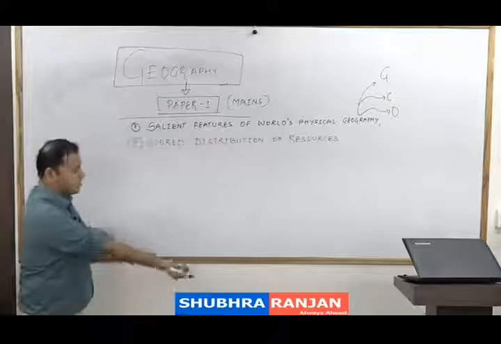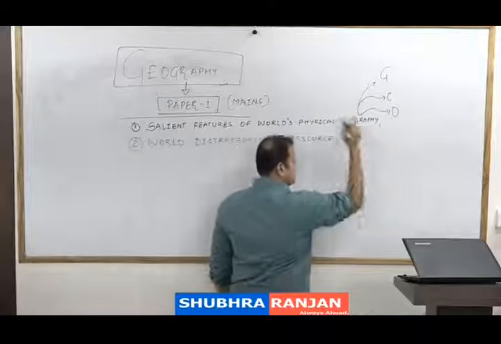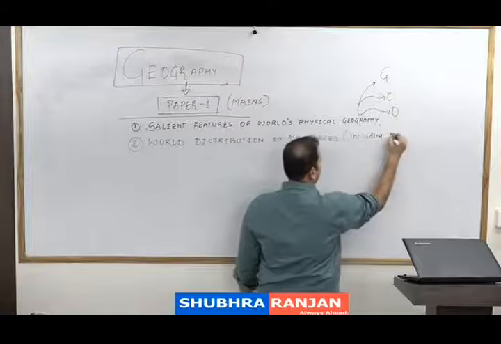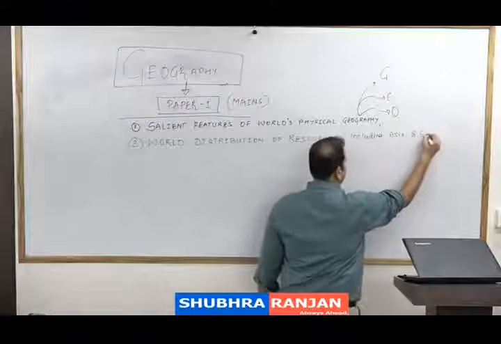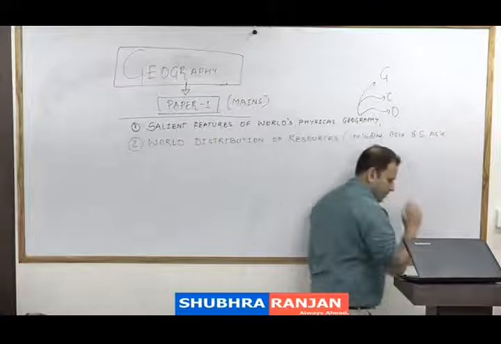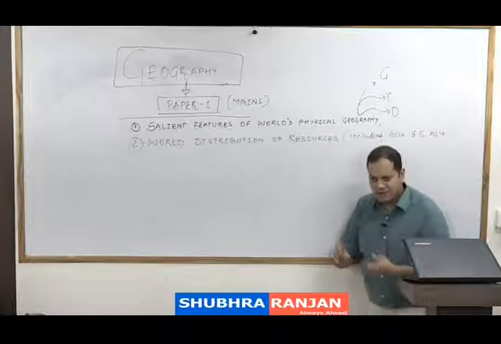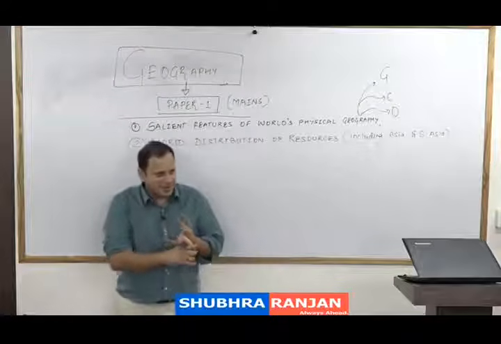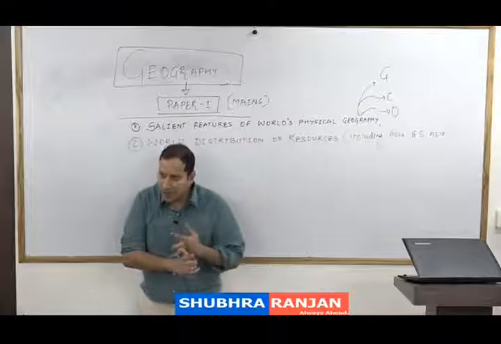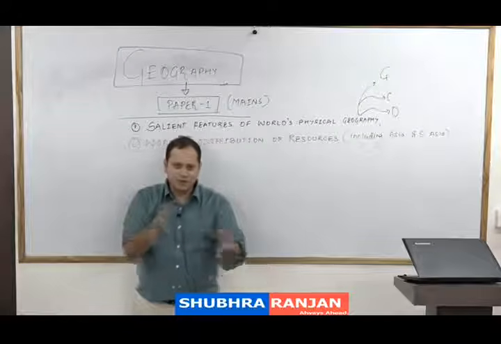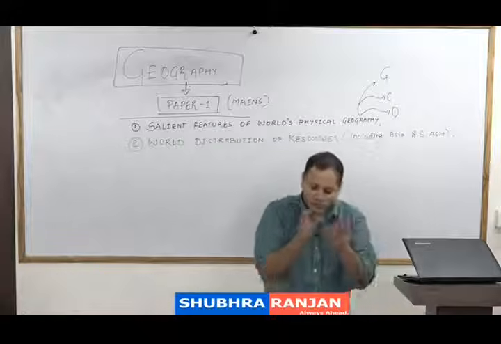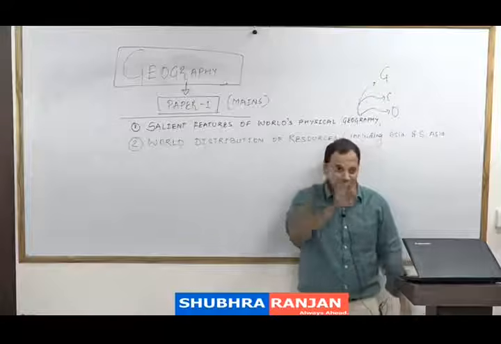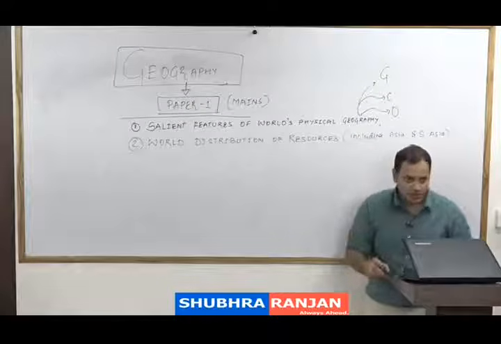World's distribution of resources. But in our syllabus, it is specifically given including Asia and South Asia. And when we consider resources, this can be industrial resources, that is mineral resources. We can say the other kinds of resources are energy resources, they can be food resources, or even we are an example of a resource, what is known as human resources. So that is the second part of our syllabus, the world distribution of resources, but specifically in the bracket दिया है, that is including Asia and South Asia.